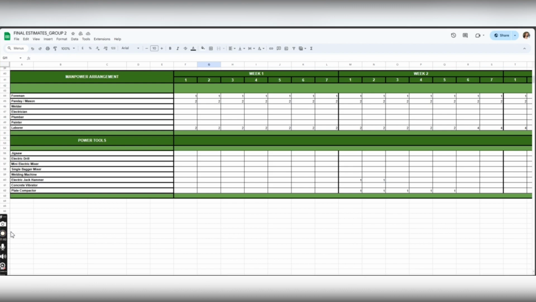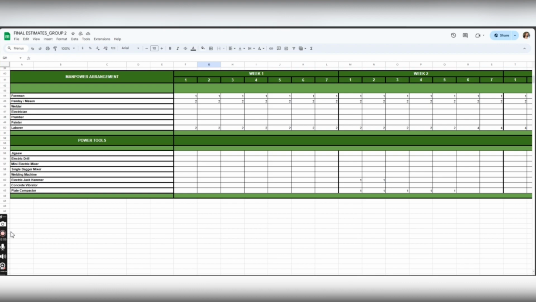So here, as you can see, we also included the power tools of our project, which are the jigsaw, electric drill, mini electric mixer, single bagger mixer, welding machine, electric jackhammer, concrete vibrator, and plate compactor. So moving on with the logic behind our manpower arrangement.